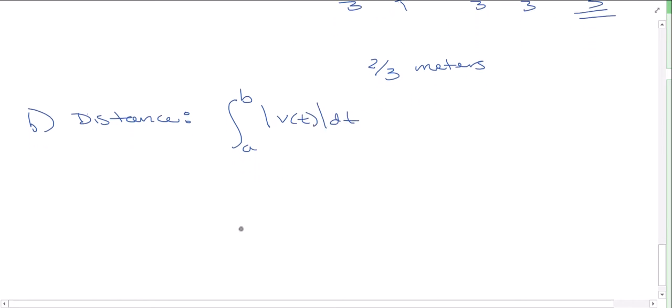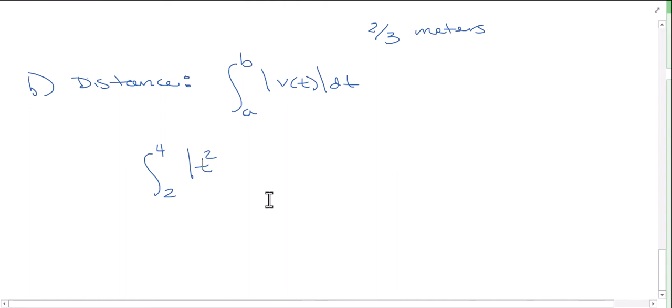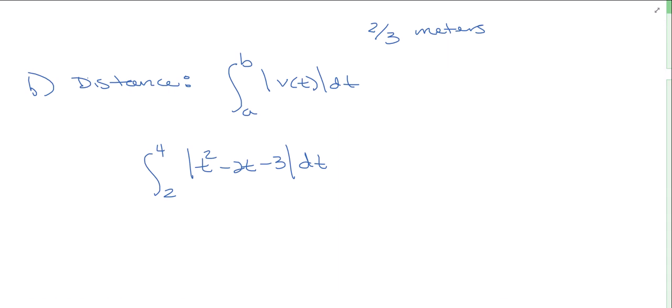So in this case, it's going to be the integral from 2 to 4 of the absolute value of our function, which was t squared minus 2t minus 3 dt. But we can't just integrate it because I have the absolute value in there. Remember, with absolute value you have to split it into two cases, the positives and the negatives. So let's take a look at the graph of this and see what it looks like.